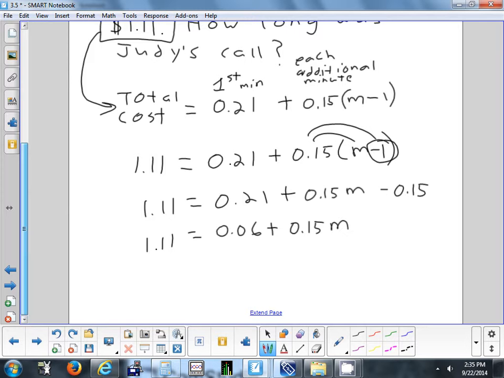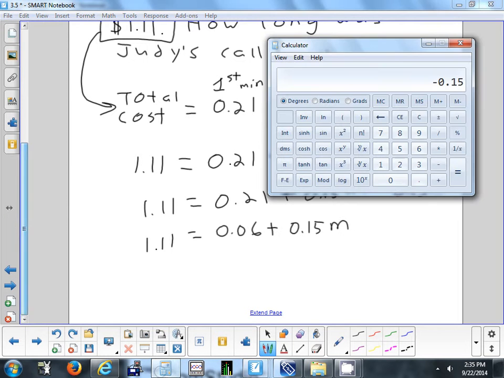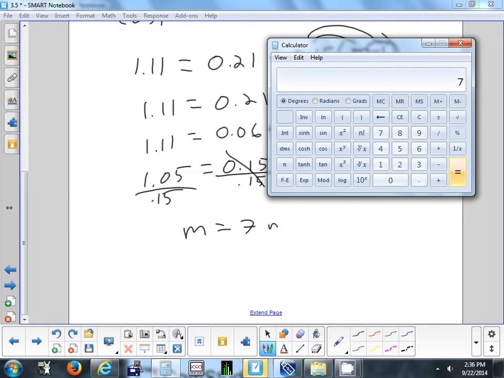Okay, guys, next step. Subtract 0.06 from each side. So 1.11 minus 0.06 leaves you with 1.05, and then finish up by dividing by 0.15. Again, just use your calculator for all this. 7 minutes. If you need to look at that again a little bit slower, it'll be on the internet for you tonight.